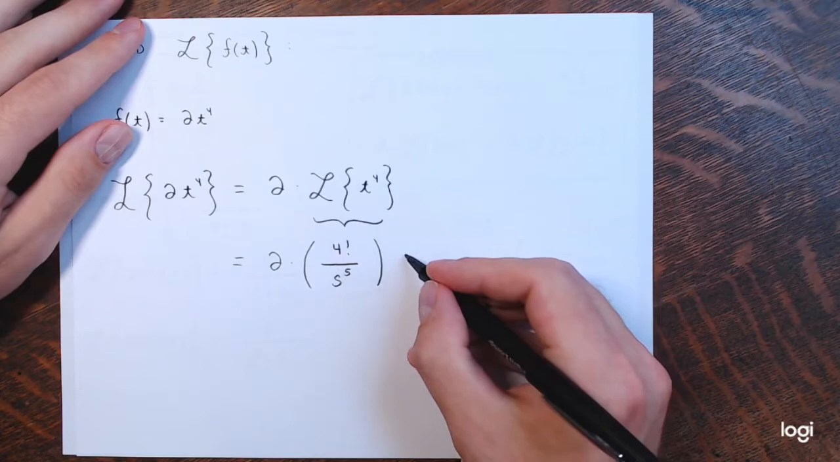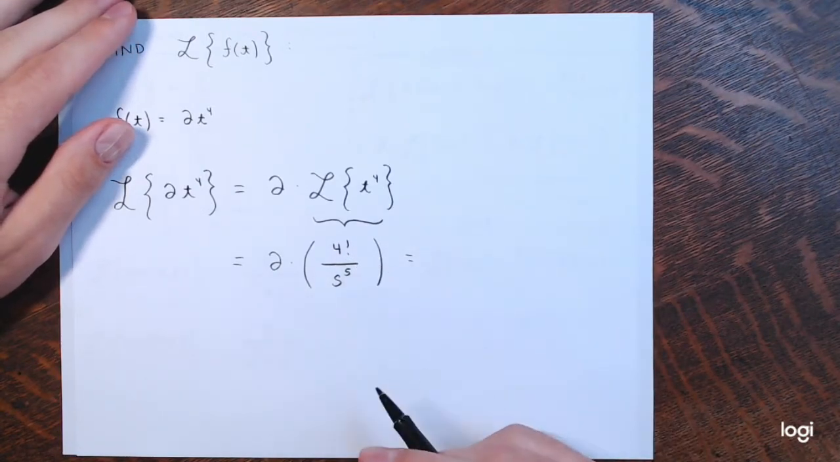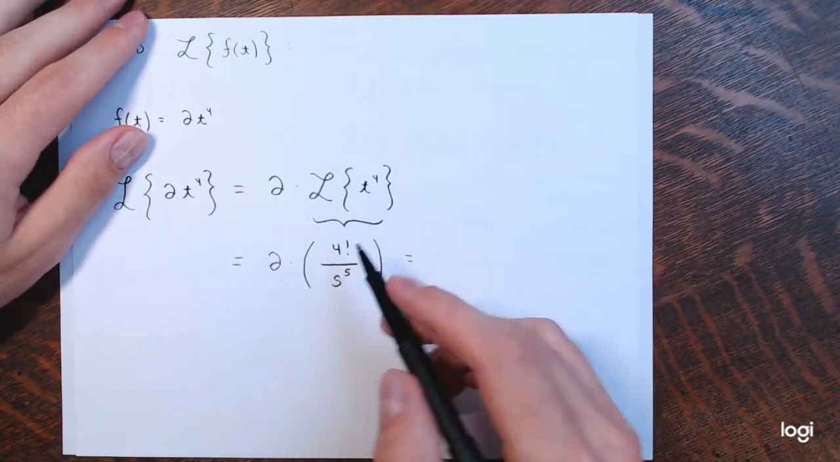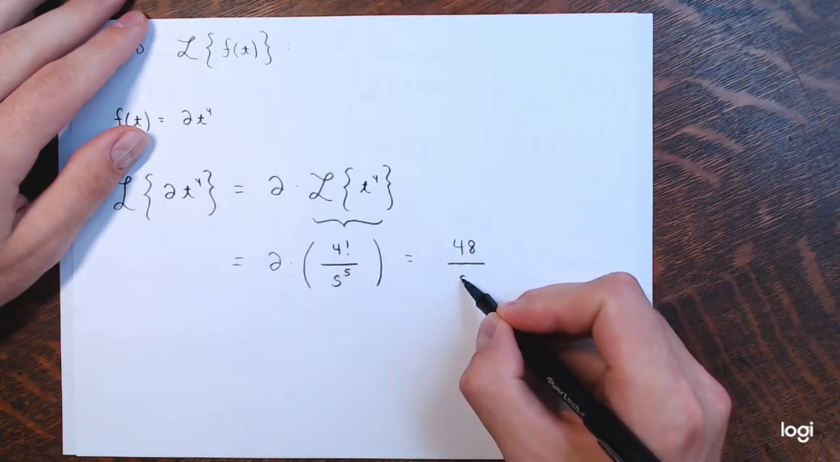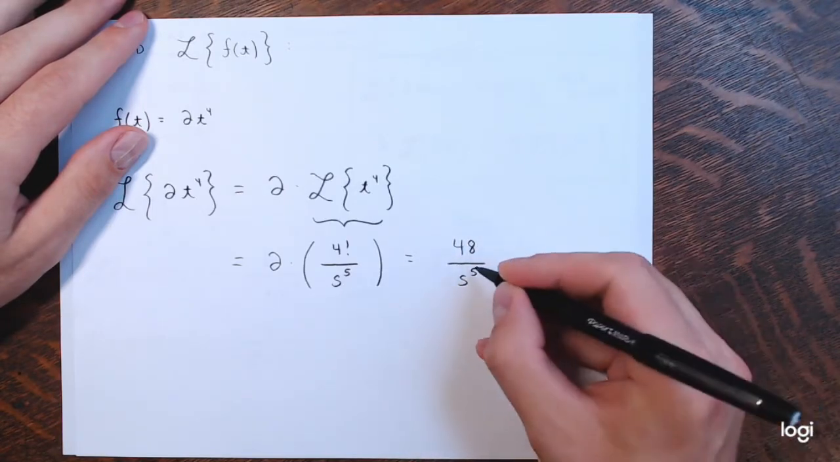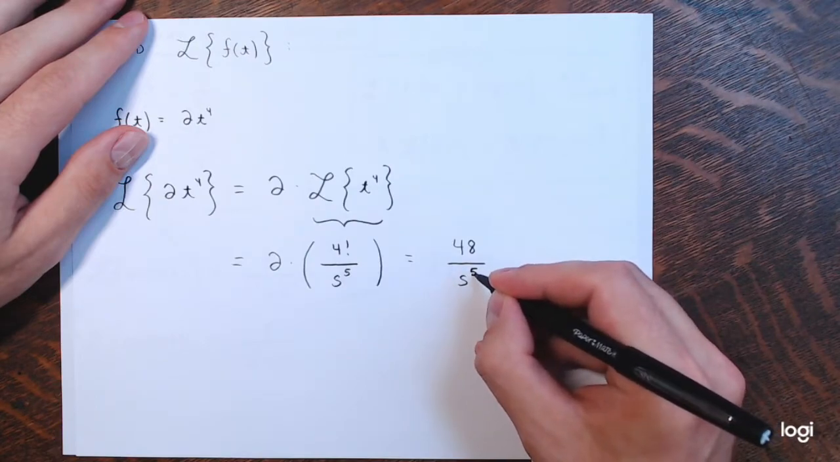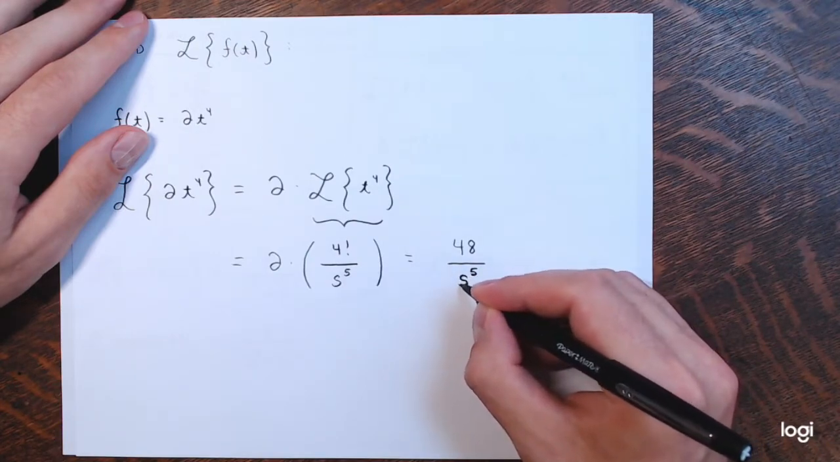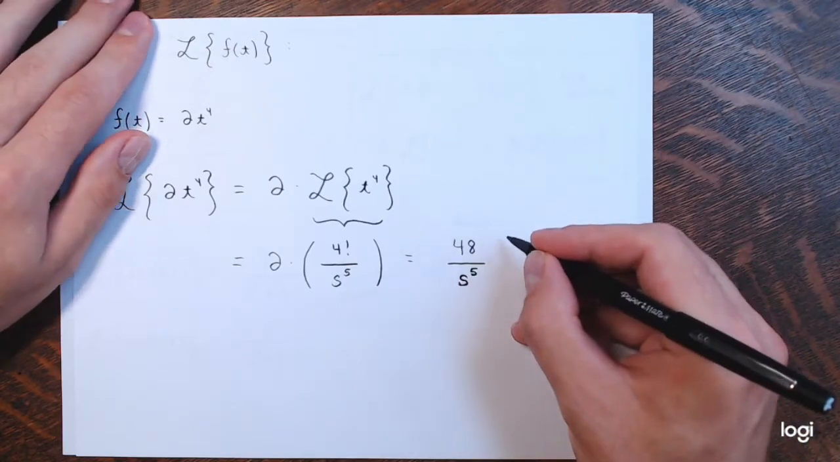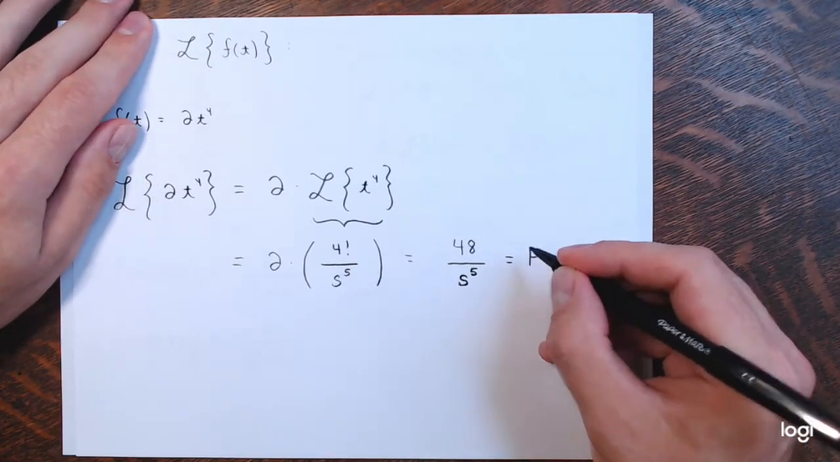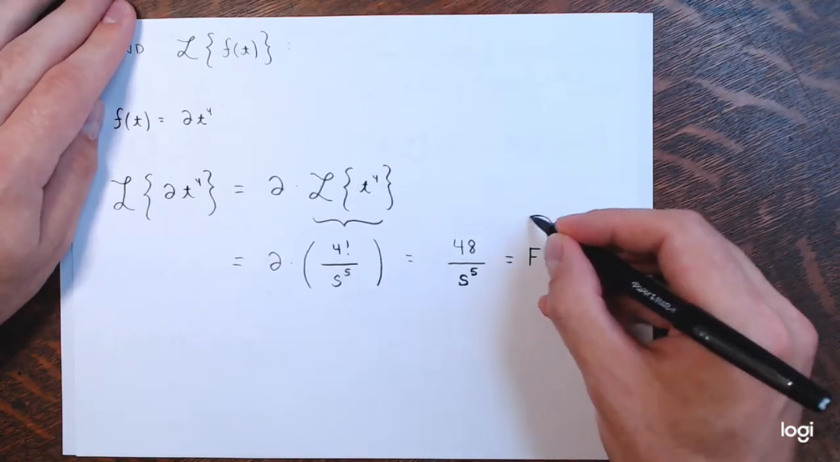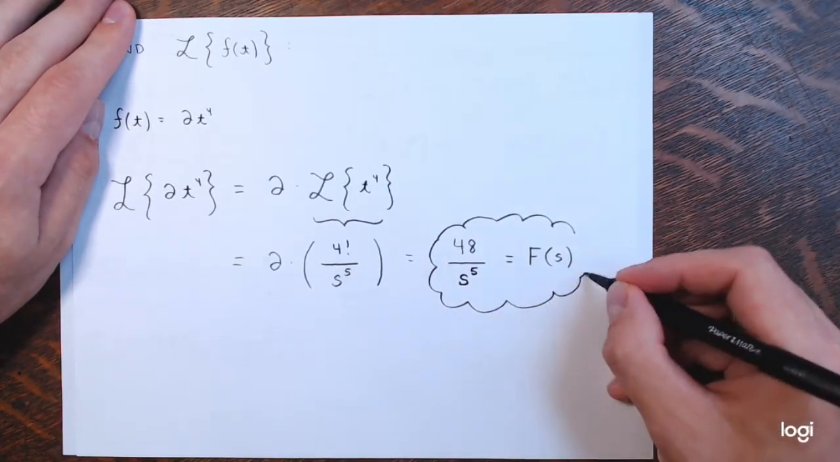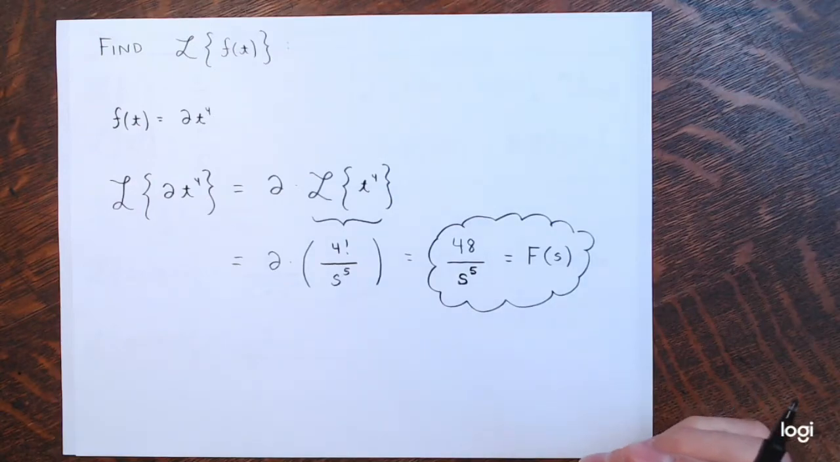Okay. Now 4 factorial, that's 24. 2 times 24 is 48. So this would be 48 over s to the 5th power. I'm sorry if my 5's and s's look similar, but this is s to the 5th power. And there we go. That was little f, so this is capital F of s, our Laplace transform of 2 times t to the fourth.